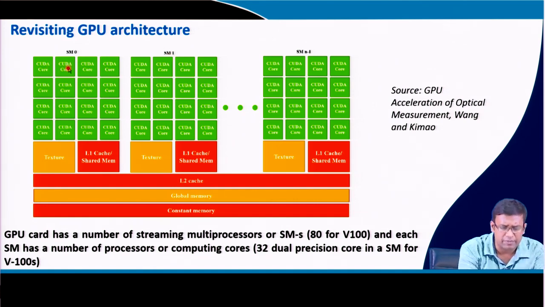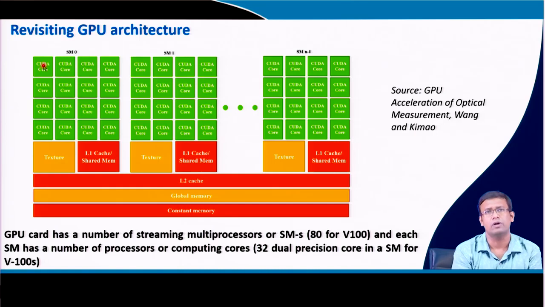Inside each streaming multiprocessor there are streaming processors or CUDA cores. So, when a thread is executed, it is executed on a CUDA core. CUDA cores or streaming processors are part of the streaming multiprocessors. A GPU has a number of streaming multiprocessors, 80 for the V100, and each streaming multiprocessor has a number of processors, or computing cores, or CUDA cores.